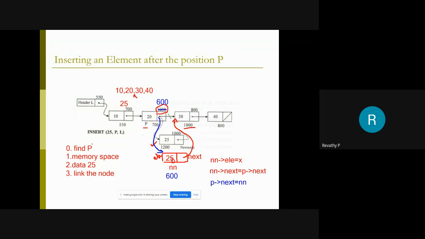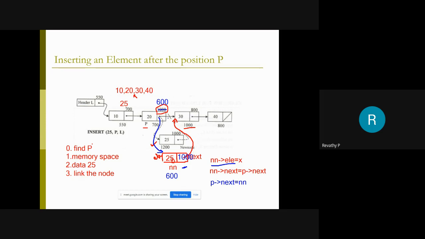So now we need to store two things in that memory location. The first field is your data, the next field is the next. So the data you can store as new node of element is equal to X, and then we have to first establish the link. So now what happens, new node of next is equal to P of next. So now what will happen here? Here you will get your 1000.